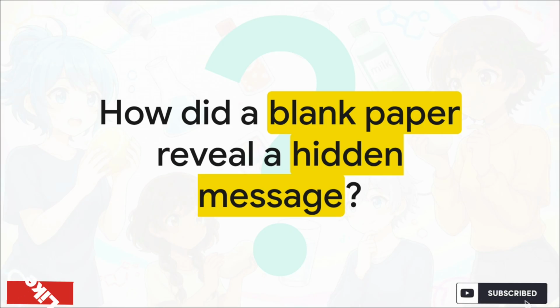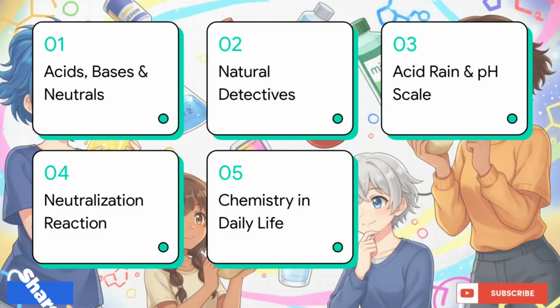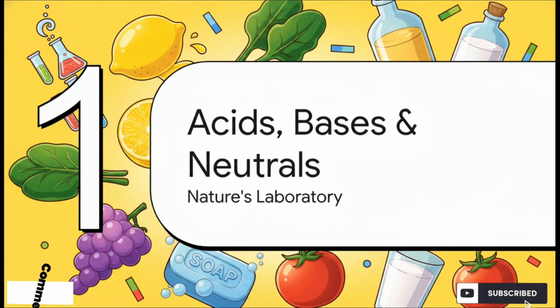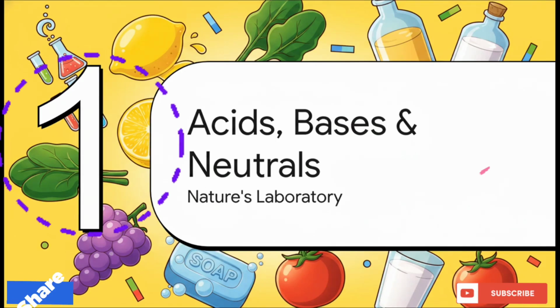So here is our game plan for today. We'll start by looking at acids, bases, and neutrals. Then we'll uncover these things called natural acid-base detectives. After that, we'll talk about acid rain and the pH scale, break down the neutralization reaction, and wrap it all up with how this chemistry actually pops up in our daily lives. All right, let's jump right into part 1, acids, bases, and neutrals.